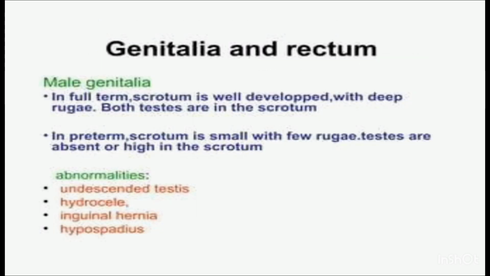In the examination of genitalia and rectum, in a full term male, the scrotum is well developed with deep rugae. Both testes are in the scrotum. In preterm, the scrotum is small with few rugae. Testes are absent or high in the scrotum. The abnormalities are undescended testes, hydrocele, inguinal hernia, or hypospadias.